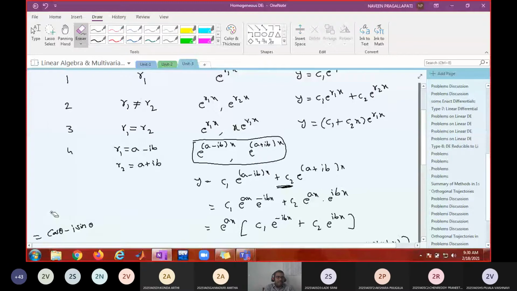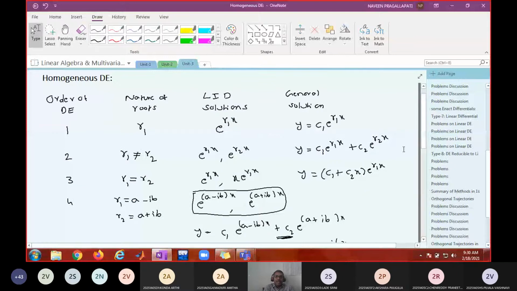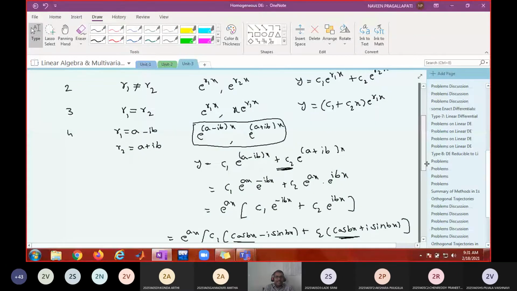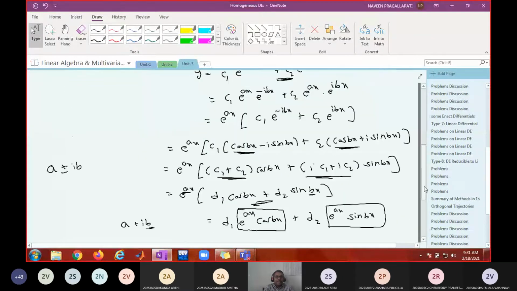So instead of writing the general solution in terms of exponentials, we will write the general solution in terms of trigonometric and exponential functions when complex conjugate roots occur. Is this clear to all of you? Shall I proceed further?